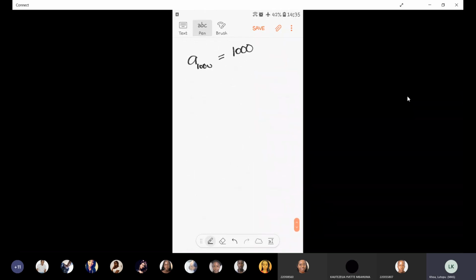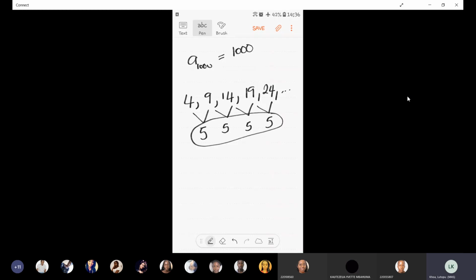Okay, you can look at another one. Let's say we have 4, 9, 14, 19, 24, and then it continues in this way. Now you can always check to make sure that this is indeed an arithmetic sequence. You say 9 minus 4, this is 5. 14 minus 9, this is 5. 19 minus 14, this is 5. 24 minus 19, this is equal to 5. So I do have a common difference here. So this is indeed arithmetic.